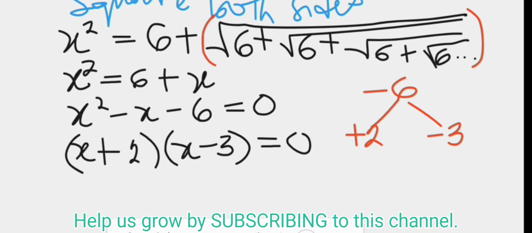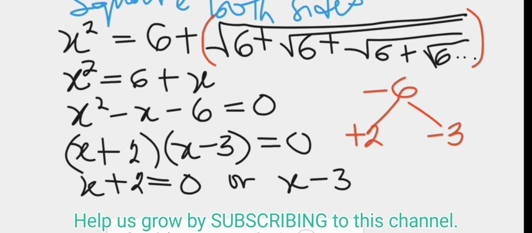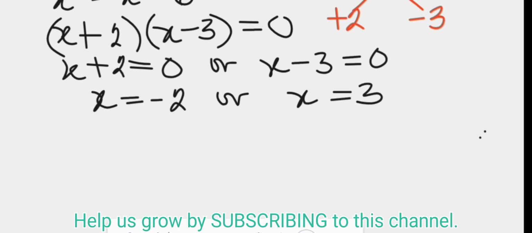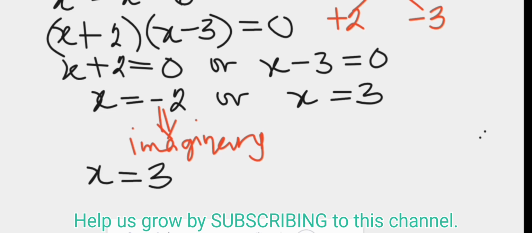And by the zero product property, either x plus 2 is 0 or x minus 3 is 0, meaning that x could be negative 2 or x could be 3. However, if x is negative 2, we are going to have an imaginary solution. It is not real. So for the real solution to the nested radical, x equals 3.